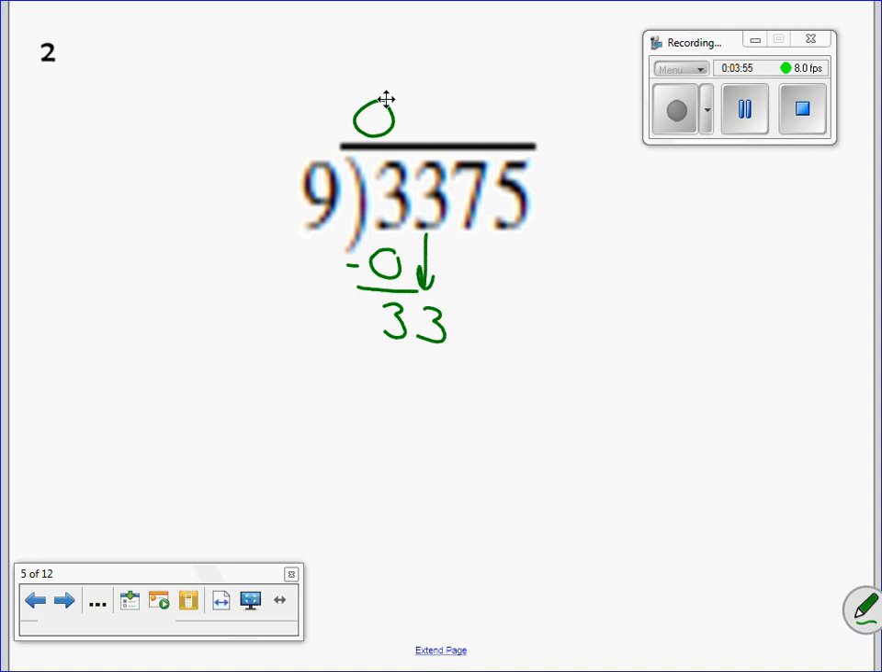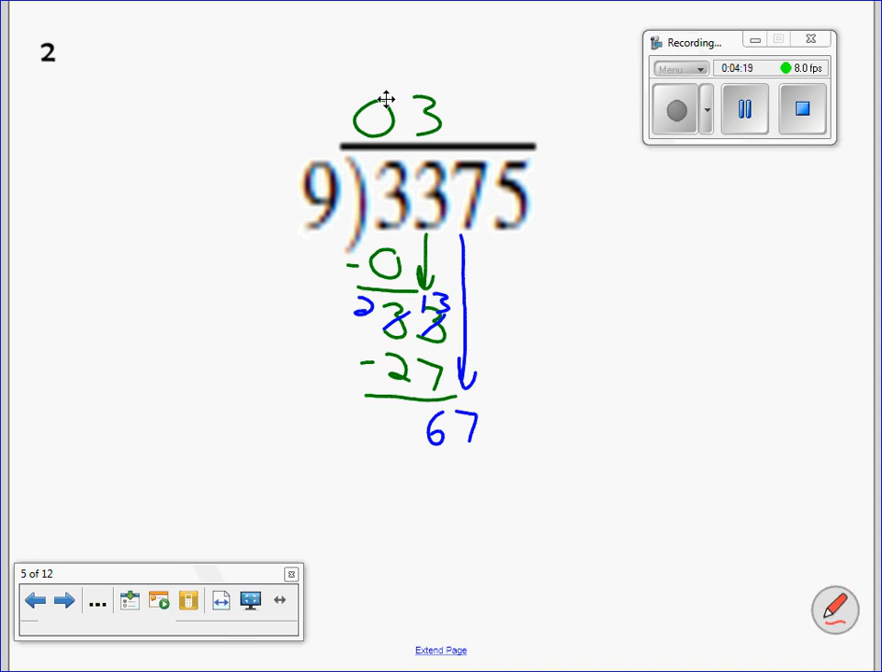So I'm going to multiply. 36 is too high, so I'm going to go 9 times 3. 9 times 3 is 27. Go ahead and subtract. I should keep on changing colors here. I have to borrow here. This is where subtraction comes in pretty handy. 13 minus 7, we have 6. 2 minus 2 is 0. Now I have to bring down 7.